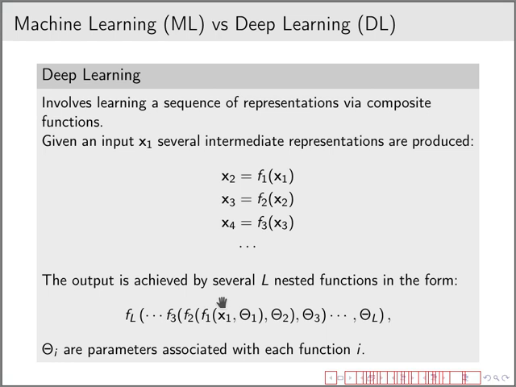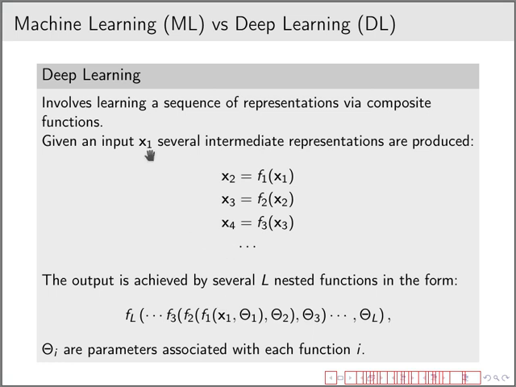And how does deep learning go into that? Deep learning involves learning a sequence of representations via composite functions. Given some input x1, instead of directly learning a function f that transforms x1 into an output y, we are going to learn a series of functions that have some hierarchical structure. So one function depends on the other function.